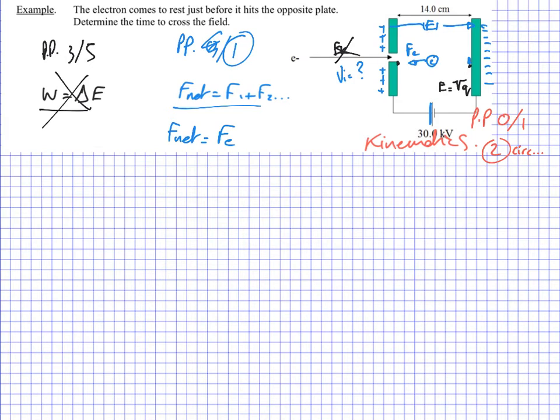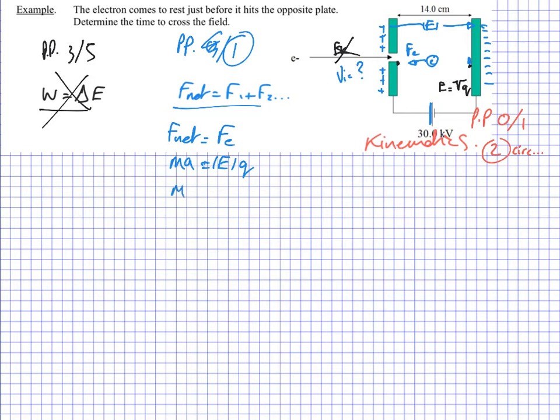We're assuming no air resistance, we're assuming no gravity. And this is going to be a non-zero force. Because it's unbalanced, it's physics principle 1. So we can say that this is going to be ma. There is going to be an acceleration, and we know the mass of an electron. So that's ma. And we also know that the force electric is going to be equal to EQ.